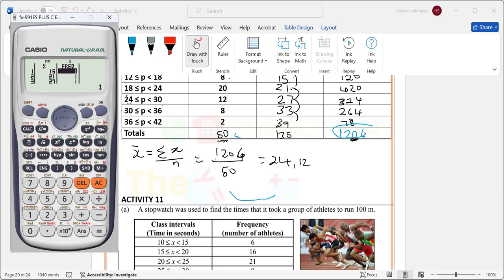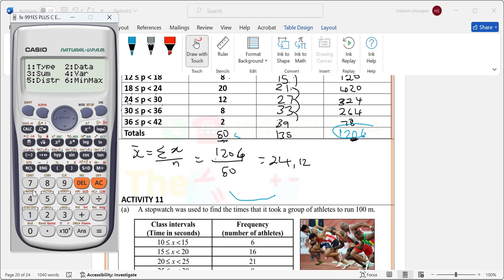Frequency, number 1, it says 8, equals. Next, 20, equals. 12, equals. 8 again, equals. 2, equals. We're done. Next, we know how to store our data from ungrouped data. How to store the data? You press AC. AC. Shift 1.